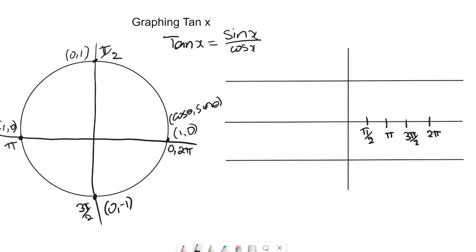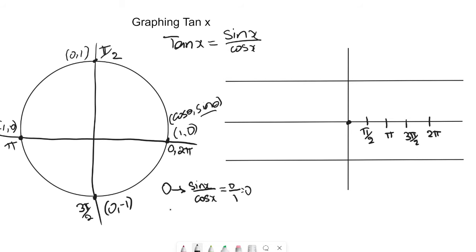When we are at 0 radians, notice what's happening here. Sine x over cosine x: my sine is 0 divided by my cosine, which is 1. So at 0, I'm going to be at 0.